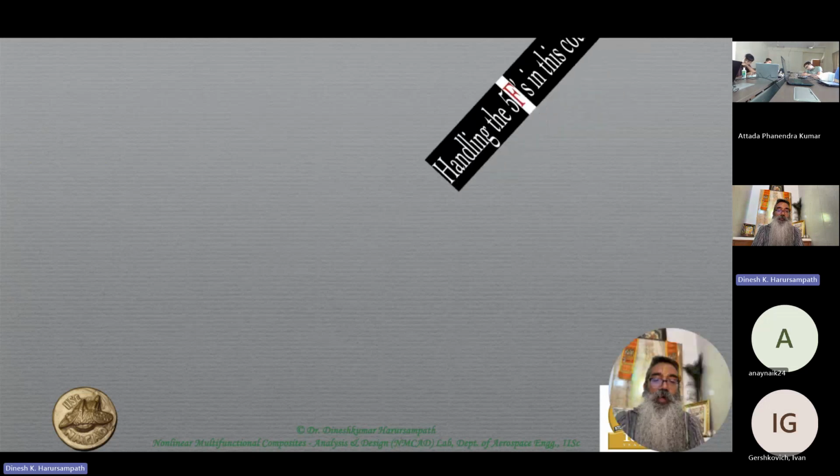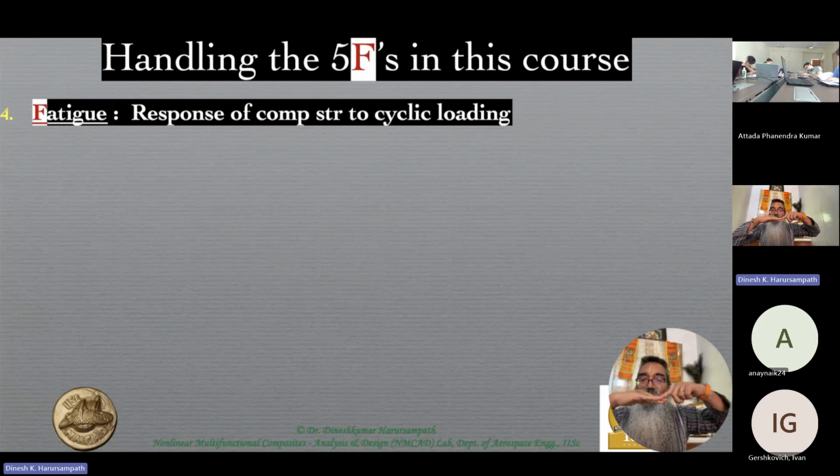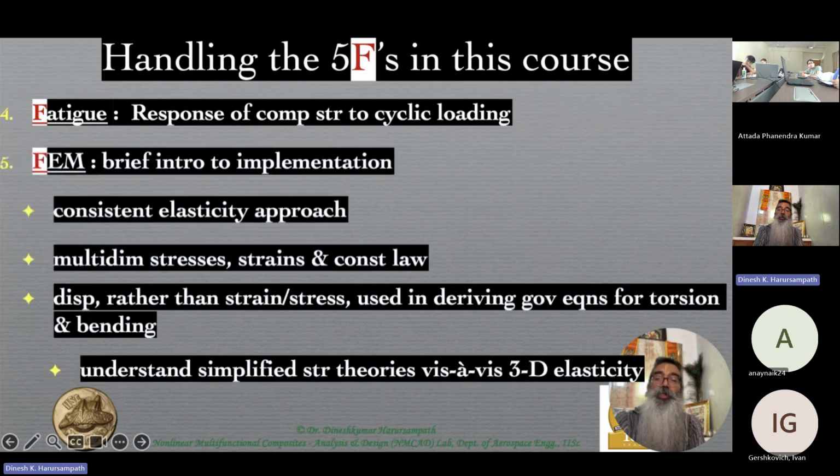Okay, so the last two Fs that we need to handle. The fourth F is fatigue. That is essentially the response of your flight vehicle structure made out of a composite or for that matter metal to cyclic loading. So there is a loading which is not static, but is changing with time. And how it is changing with time, there are many different kinds of dynamic loads. One way is periodic, a cyclic kind of loading. So when you have that, how is the structure going to respond? That's how we will again talk about it in a qualitative sense.